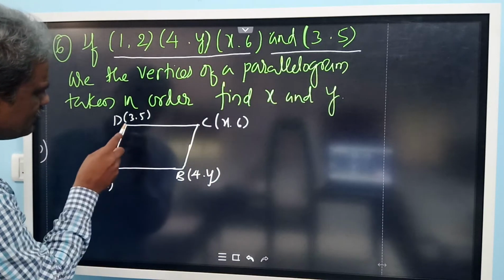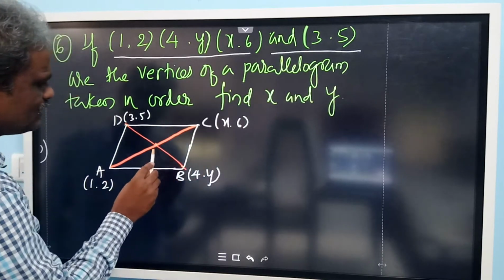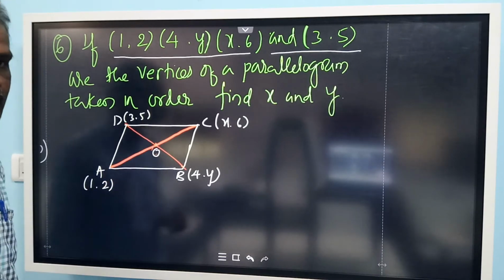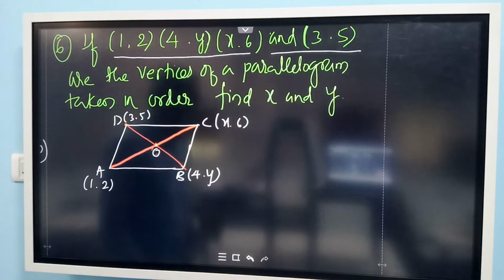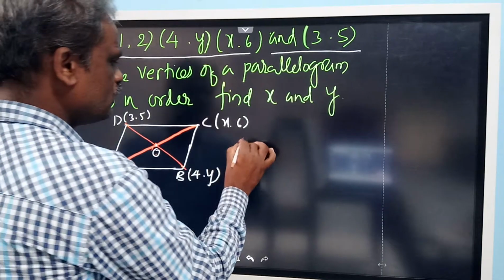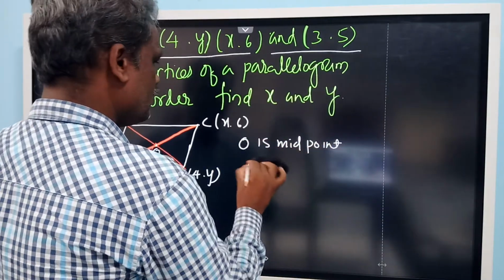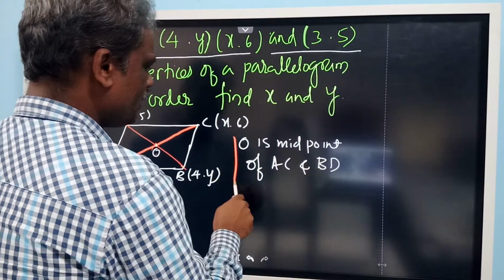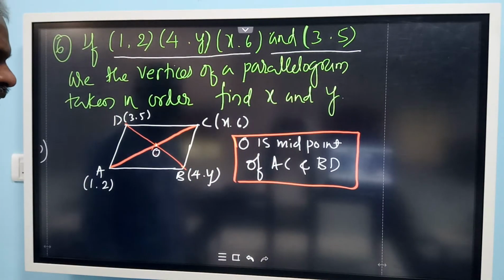So now if I join these diagonals, properties of diagonals, you know, let them intersect at point O. Both the diagonals intersect at point O, and they bisect each other. O must be the midpoint of the diagonals. O is the midpoint of AC as well as BD. So this is the property of a parallelogram: in a parallelogram, diagonals bisect each other.